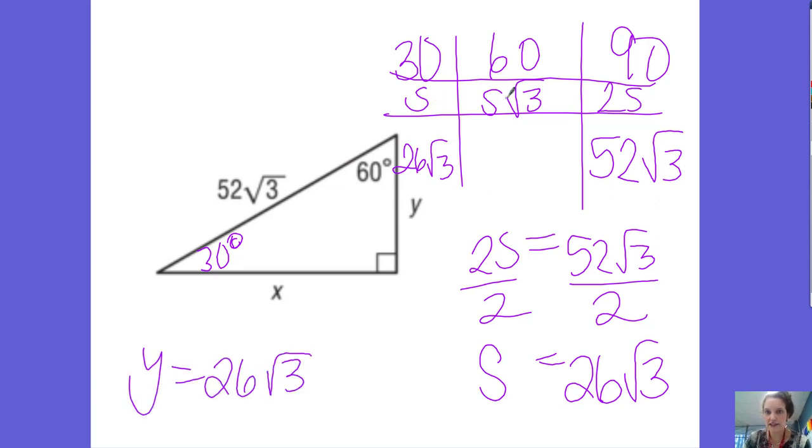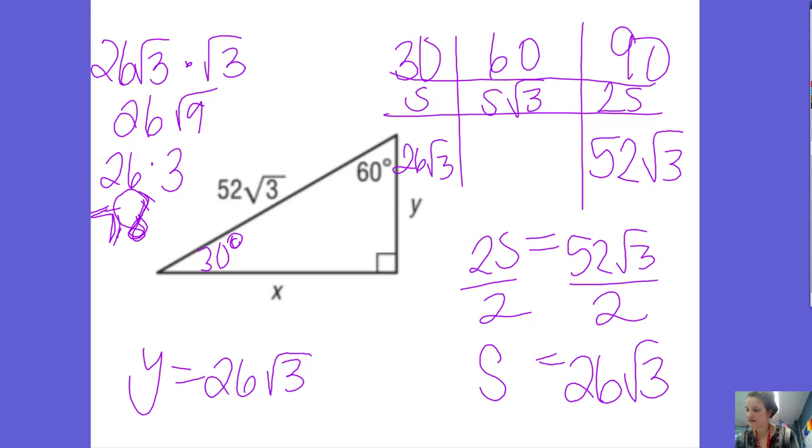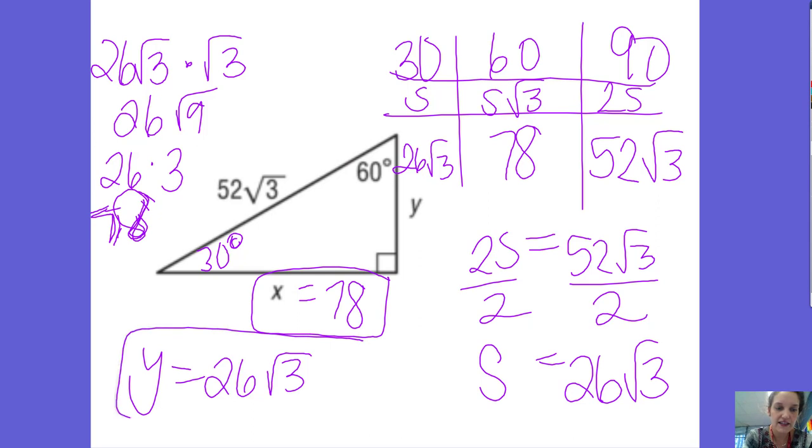And then to go from the short side to the side across from the 60, I'm going to multiply by root 3. So I'm taking 26 root 3 and multiplying by root 3. Root 3 times root 3 is root 9, which is 3. So this is just 26 times 3, which is 78. Don't know why it's acting so weird today. 26 times 3 is 78. So the side across from the 60 is 78. So X is 78, Y is 26 root 3.